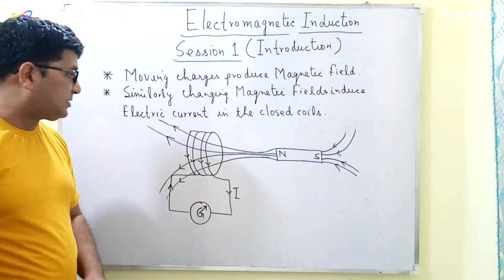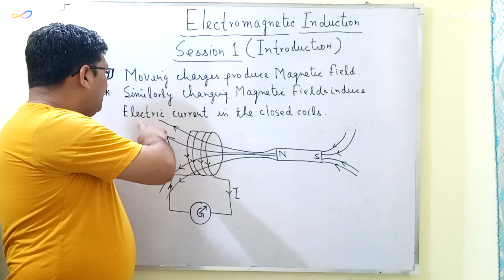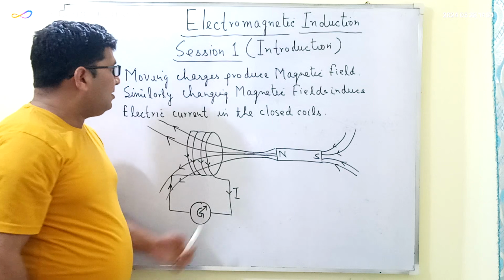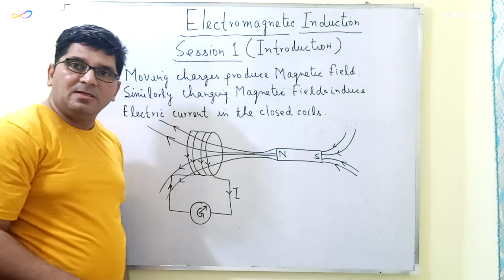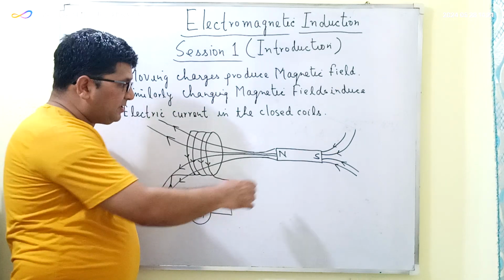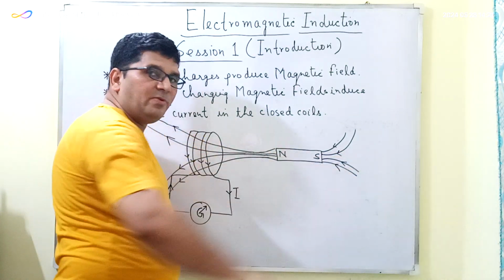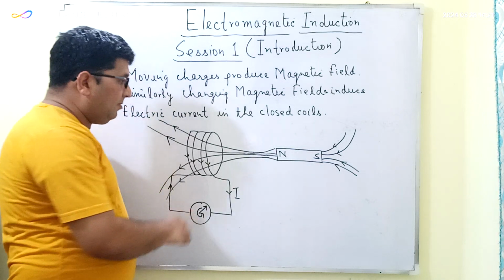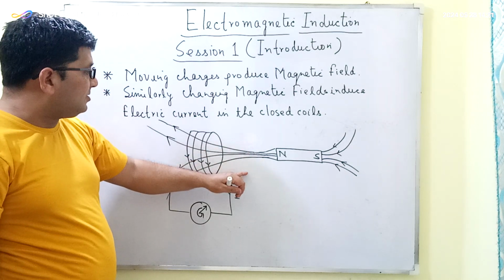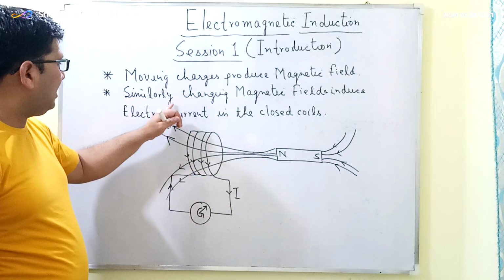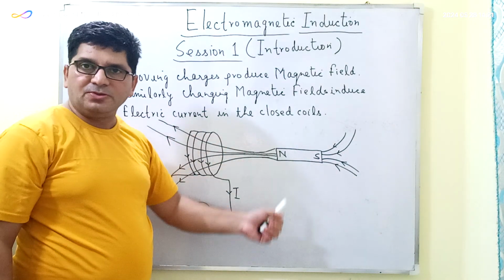With the help of this experiment, they found that an electric current was induced in a closed coil due to the changing magnetic field, and the direction of the current also got reversed when the bar magnet was pushed through the coil and when it was moved away from the coil. So this was a very simple experiment, and with its help they came to the conclusion that a changing magnetic field induces an electric current in a closed coil.